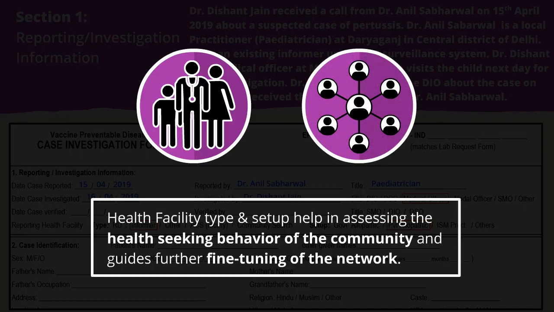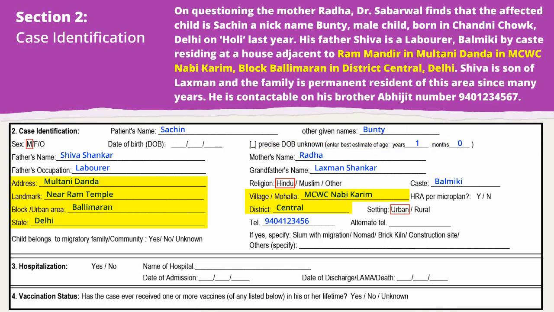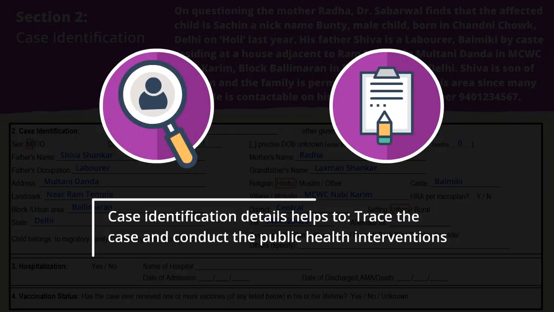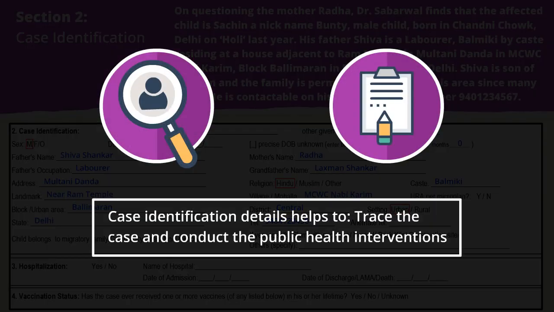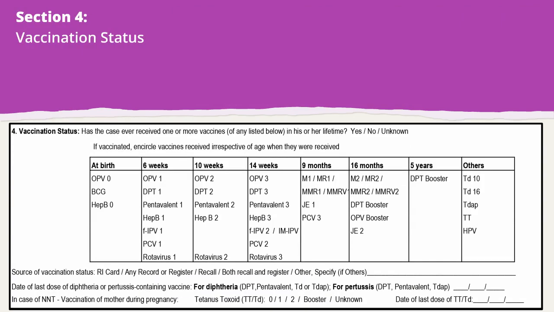Health facility type and setup help in assessing the health-seeking behavior of the community and guides further fine-tuning of the network. Date of birth, address, and mobile number should be filled correctly. Case identification details are important to trace the case for epidemiological investigation and for public health interventions. There is no history of hospitalization in this case.